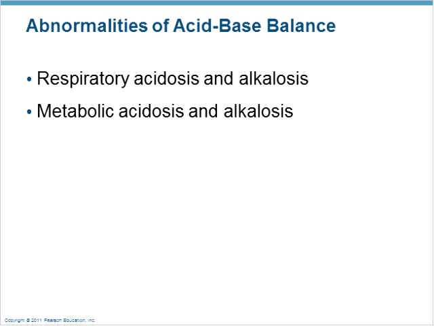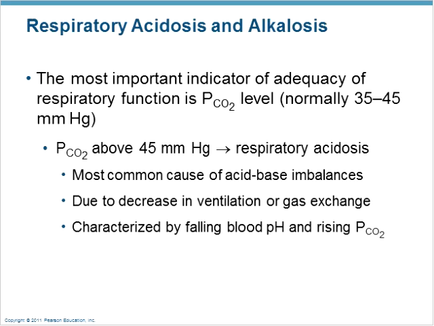For abnormalities of the acid-base balance, we can have respiratory acidosis or alkalosis, and metabolic acidosis and alkalosis. Remember, respiratory is a lung phenomenon, metabolic is a kidney phenomenon. Respiratory acidosis and alkalosis: the most important indicator of adequacy of respiratory function is PCO2, or carbon dioxide levels in the blood, and it's normally 35 to 45 millimeters of mercury. PCO2 above 45 millimeters of mercury is respiratory acidosis. It's the most common cause of acid-base imbalances, and it's due to a decrease in ventilation or gas exchange. It's usually characterized by a falling blood pH, going acidotic, and a rise in PCO2, which makes sense.